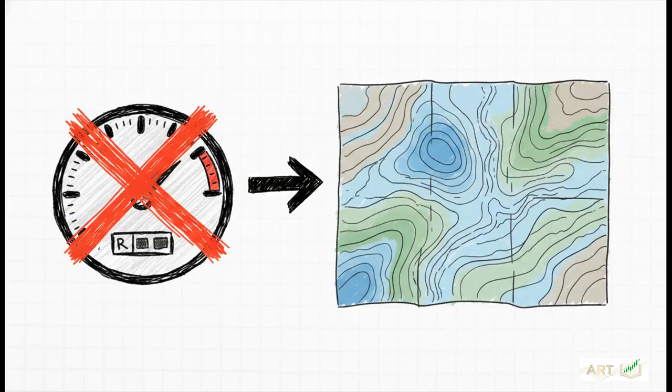So here's the mental shift I want you to make. Stop thinking about the RSI like a car speedometer, just telling you if the market's going too fast or too slow. That's the old way. Instead, I want you to start seeing it as a detailed topographical map. It shows you the hills, the valleys, the channels, the entire terrain of market momentum. And once you can read the map, you can start predicting the path ahead.